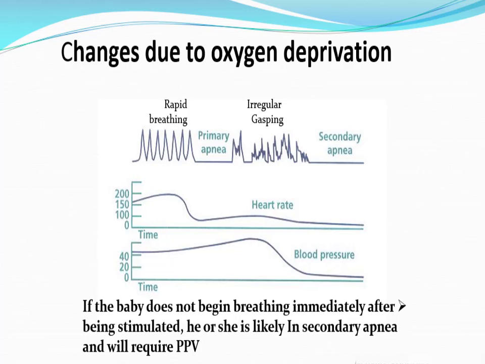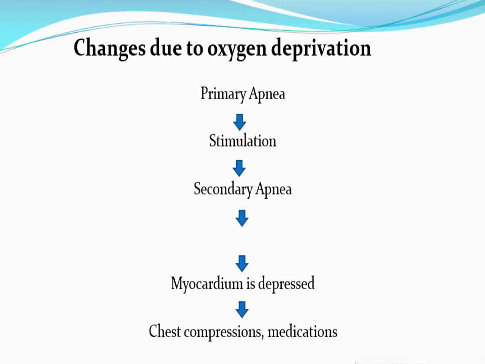The heart rate initially will increase and then start to decline, and the blood pressure is also increasing initially until the irregular gasp, then he starts to decline with secondary apnea. With effective positive pressure ventilation, there might be return of breathing and circulation, but if there is no effective positive pressure ventilation, the myocardium will be depressed, and then we need chest compression and medications for improvement of ventilation and circulation.